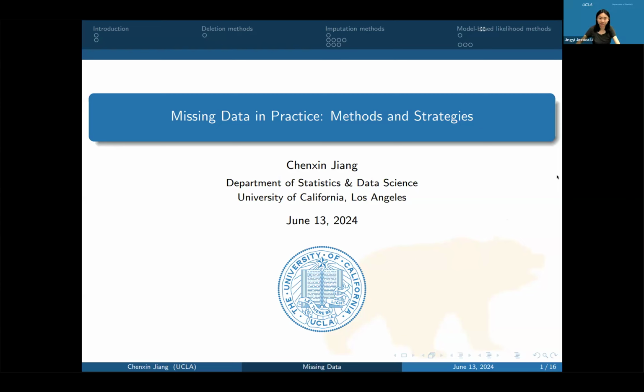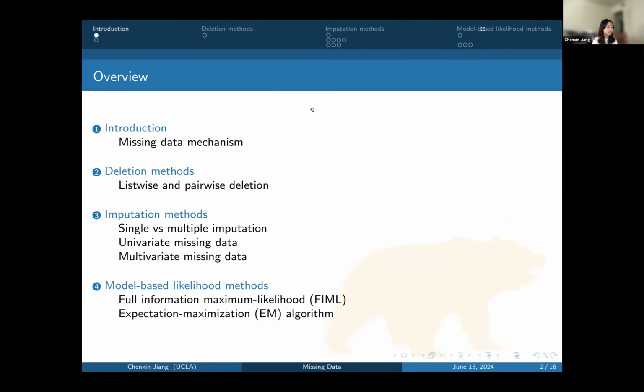Okay, so my presentation is about missing data. I will talk about the commonly used methods and strategies for the missing data problem and the different assumptions and scenarios in my presentation. This is a brief overview of my talk. I will first give an introduction to the missing data mechanism theory, and I will introduce three approaches to the missing data problem. They are deletion, imputation, and model-based likelihood method. And I will mostly talk about imputation methods.